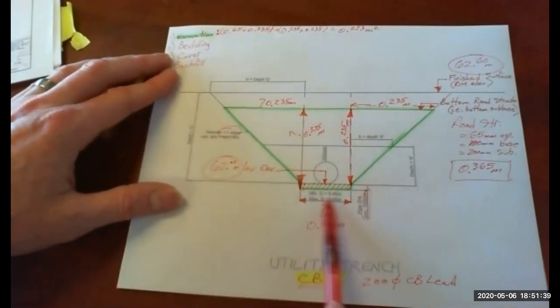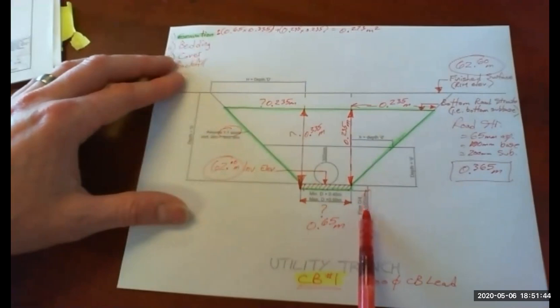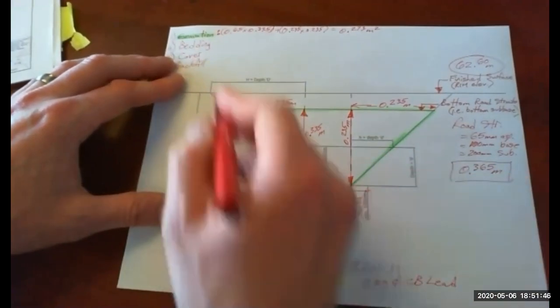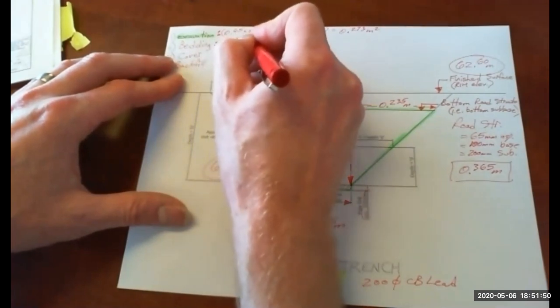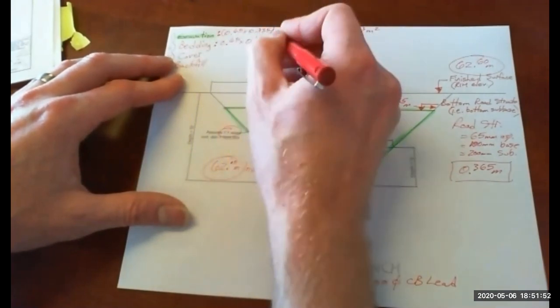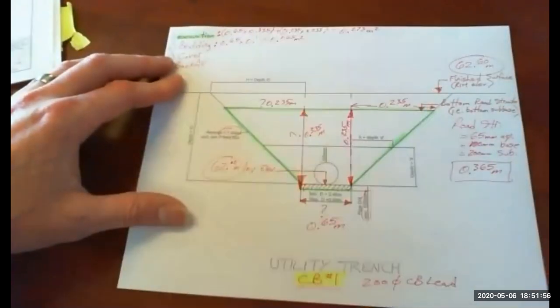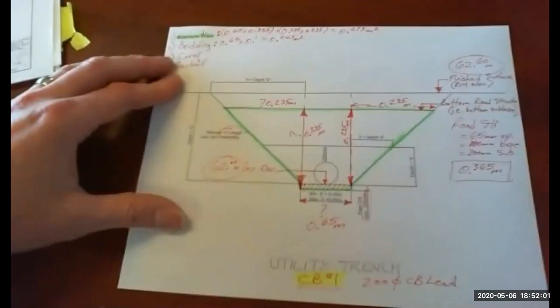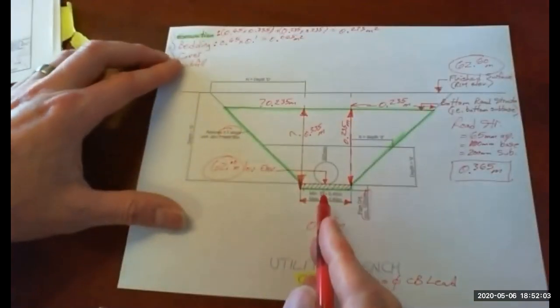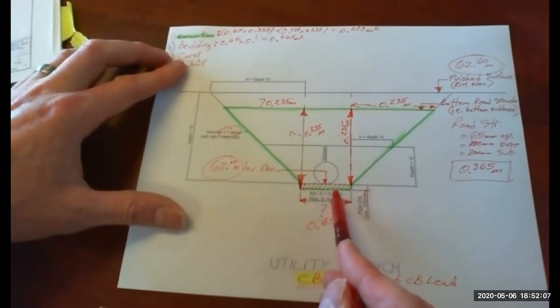So the bedding layer, well, we've basically done that. So it's the width, so 0.65 times this depth here of 100. So 0.65 times 0.1 is 0.065 square meters. Okay, so that's the little hatched area in there that I've got.